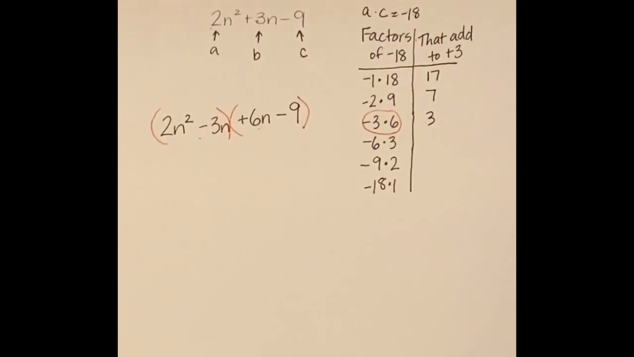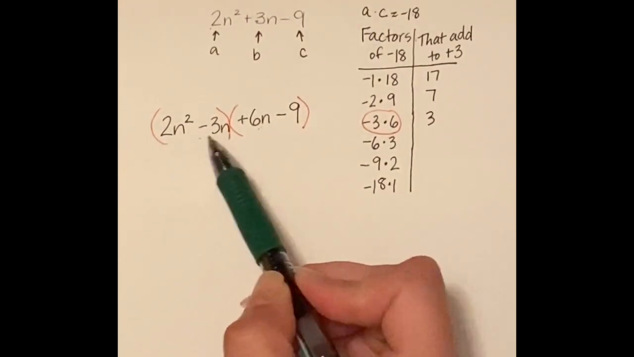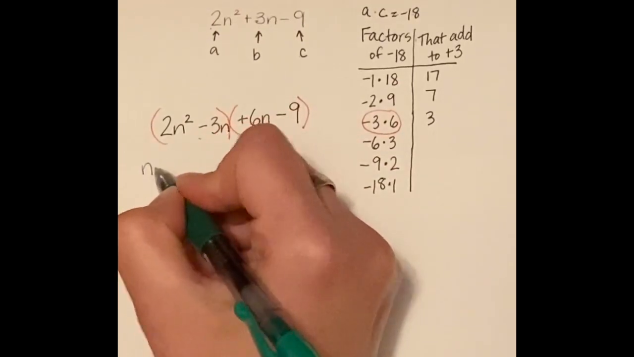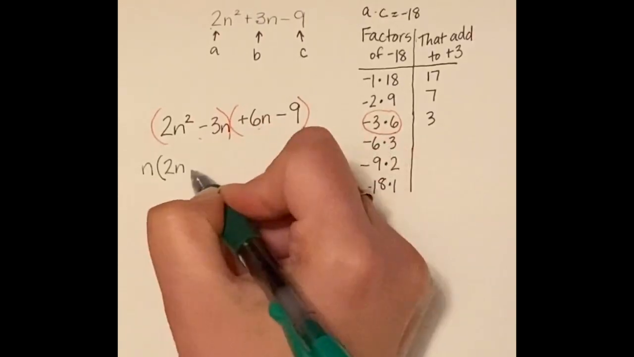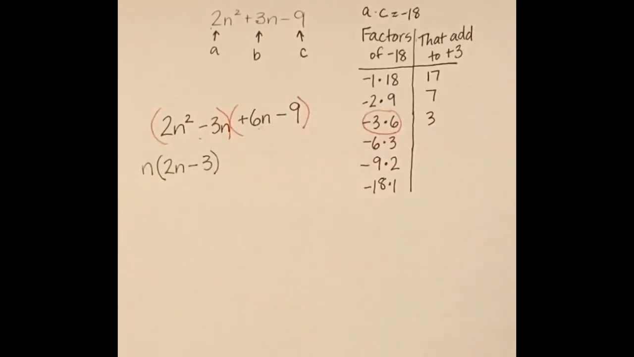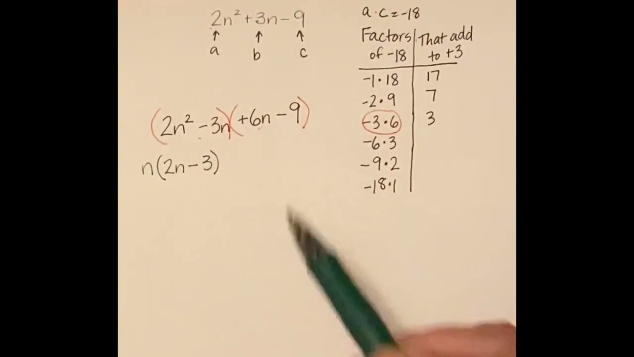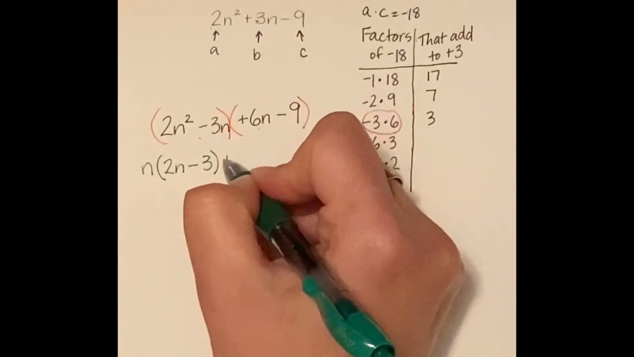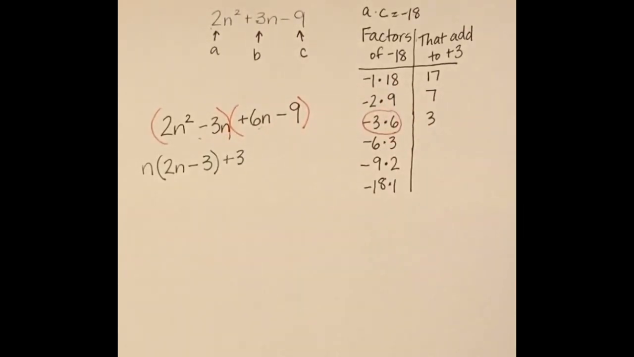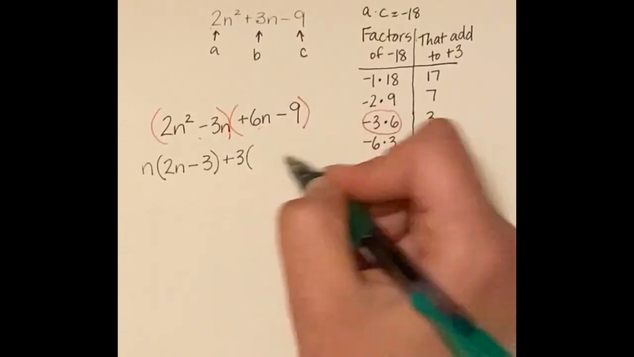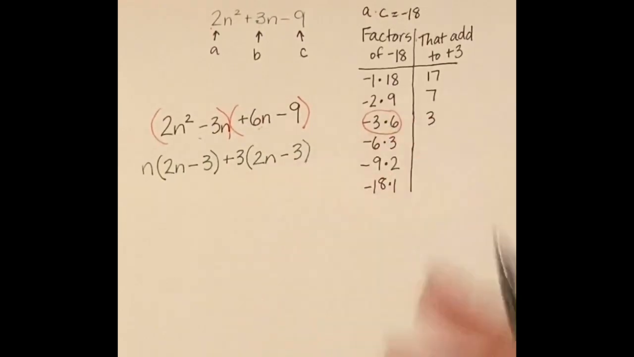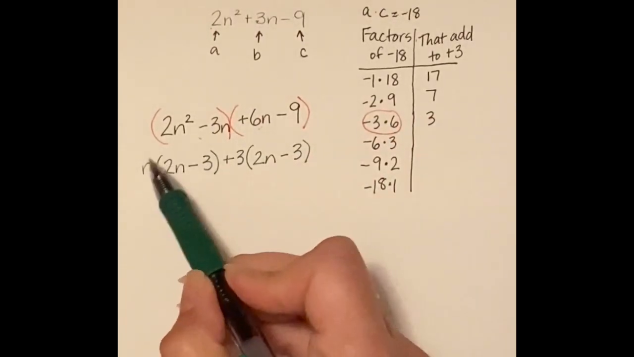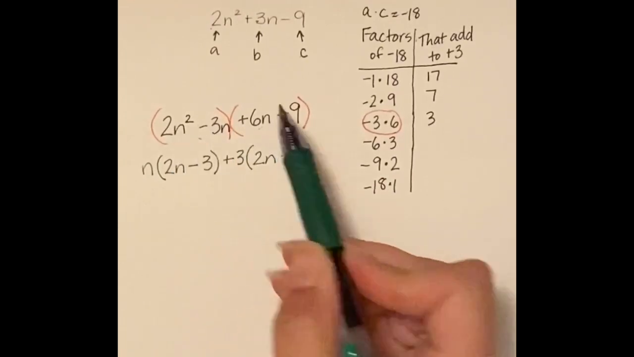From the first parentheses, what do I have in common? All I have in common is an n. And then left behind would be a 2n and a -3. From the second parentheses here, what I have is a +3 that they have in common. And then left behind from the 6n would be a 2n -3. Go ahead and recheck this by distributing again and make sure that you didn't make a silly Sally here.